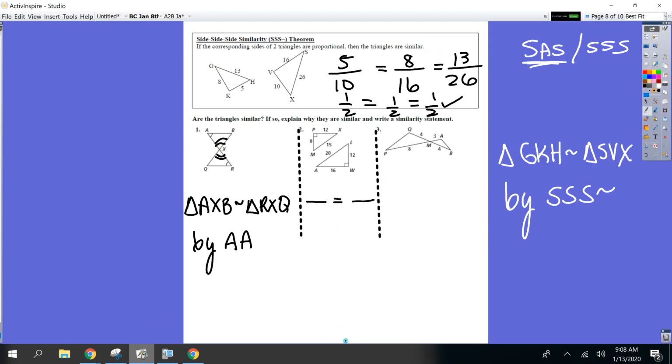12 over 9 equals... Nope. 16 over... So 12, okay, hold on. Just set it up. He's setting it up a little differently than I have. I always go side with the corresponding side. He's doing both sides in the triangle, which is fine. All right, there's multiple ways to set it up.